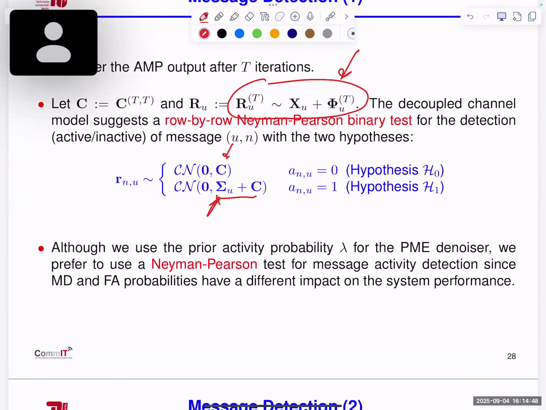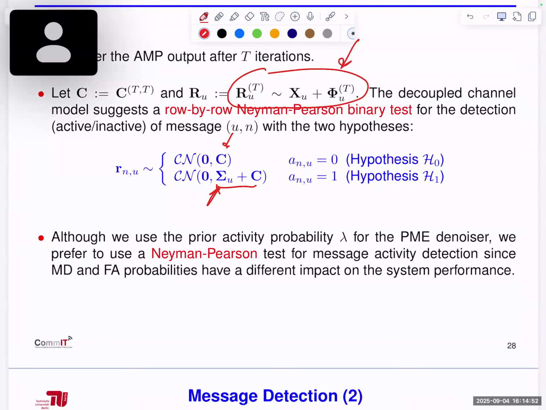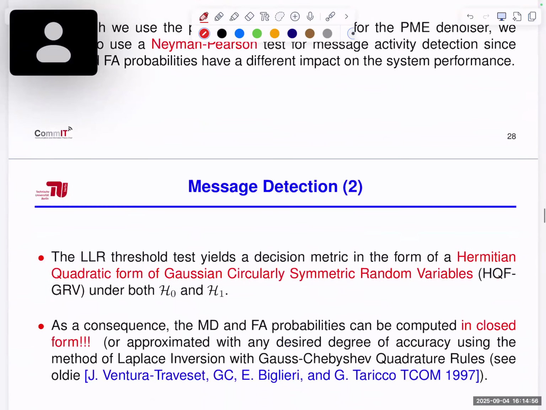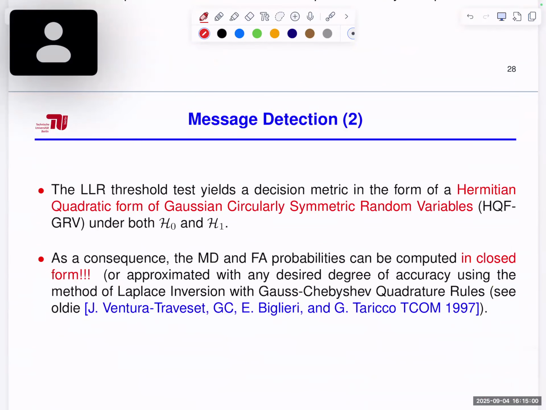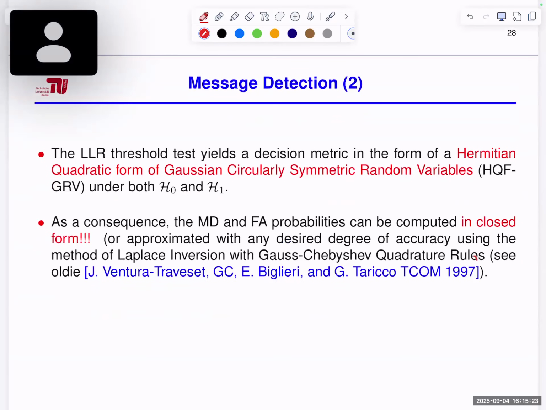So we apply Neyman-Pearson, and the good thing is that this Neyman-Pearson test with the two different Gaussians is fully tractable, because the decision metric is a Hermitian quadratic form of circularly symmetric Gaussian random variables, and you compare this quadratic form with a threshold. We know how to calculate the characteristic function of this Hermitian quadratic form. We know how to do Laplace inversion, at least numerically. So essentially, you get it in closed form or through a quadrature rule. This was one of my first papers, as you can see from the page. At the time, we were interested in coded modulation with fading, and so we came up with this idea of using Gaussian quadrature rules to evaluate this probability of errors. And it turns out that in this case, it was perfect to use this.